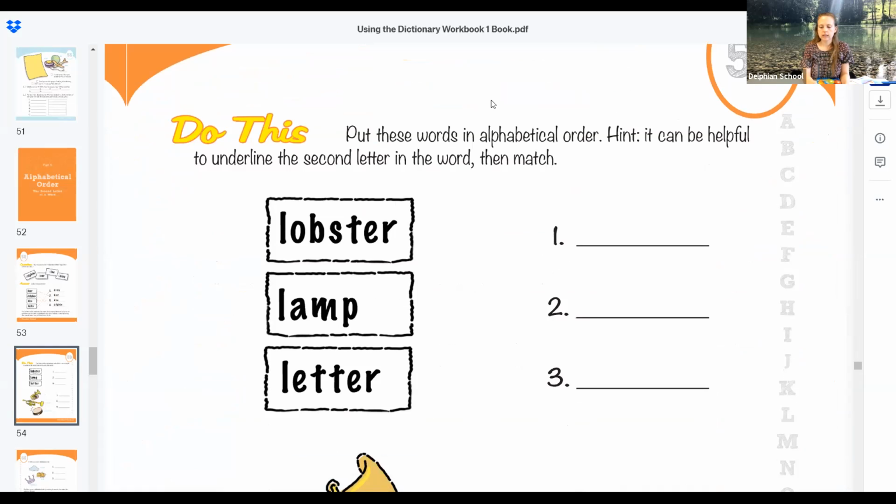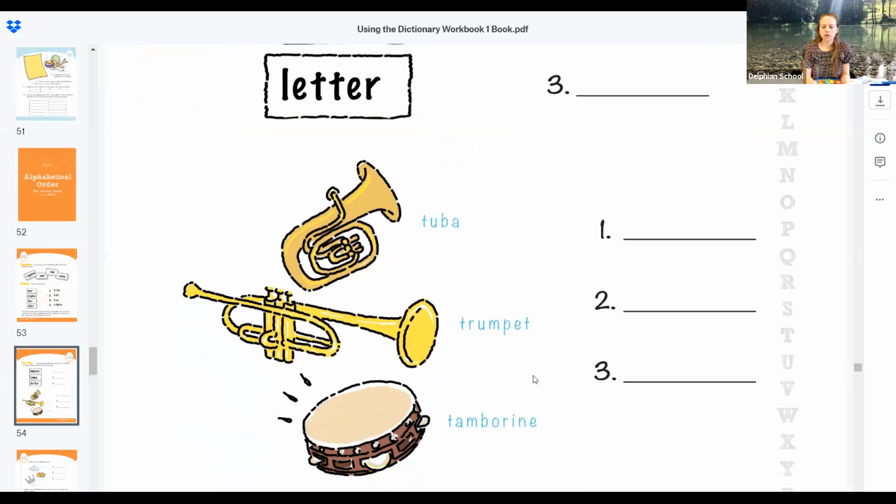Gianna says lamp. That's right. That's the first one. What's the second one? We've got lamp first. And there we go, now we've got letter. Gianna, that's right. AG says lamp, letter, lobster. That's absolutely right. Perfect. Good job, you guys. Okay, good. Here's the next one.